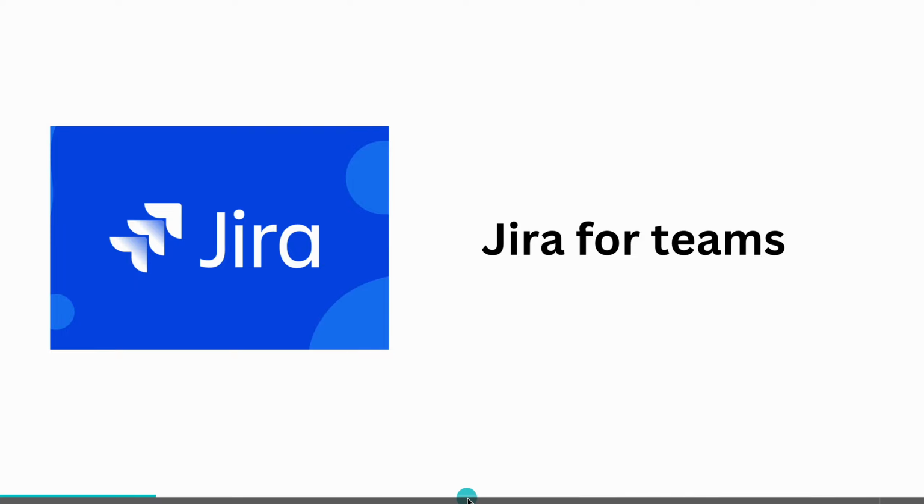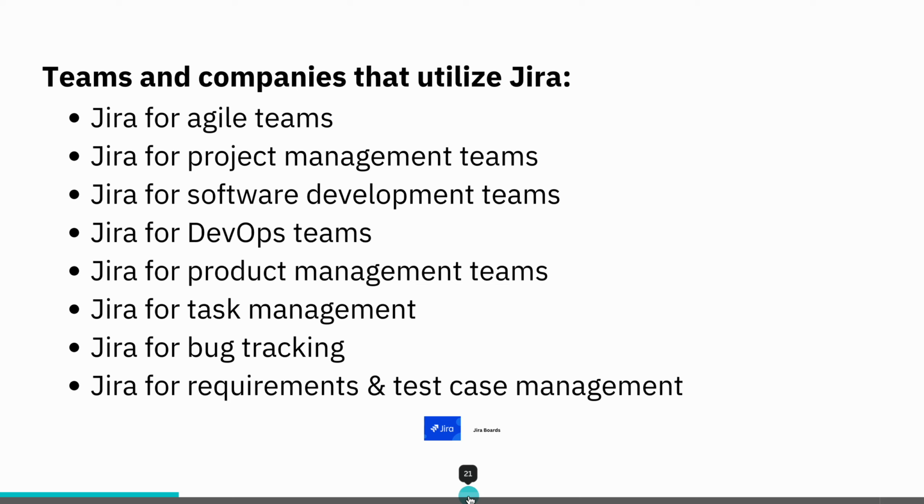Now, for whom can JIRA be used? JIRA is basically a collaborative tool where projects can be managed, bugs can be tracked, and different product development can be done. So basically JIRA is for teams. That team can be an agile team, project management team, software development team, DevOps team, product management team, task management, bug tracking, or requirement and test case management. Everywhere this tool can be used.